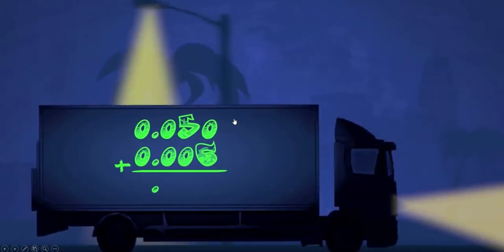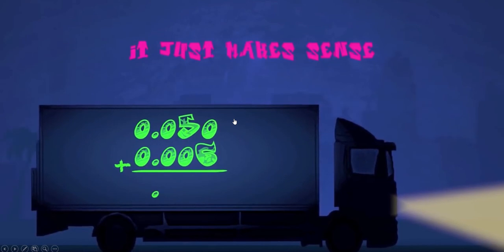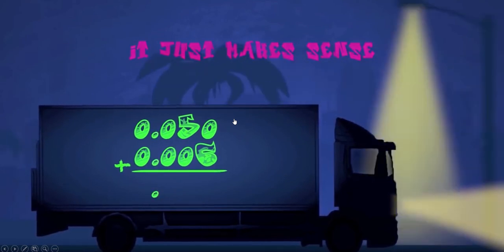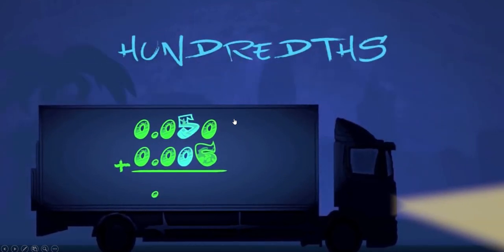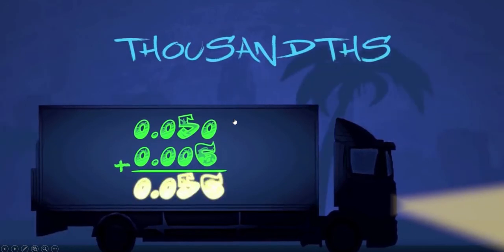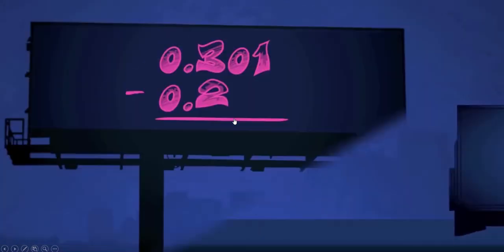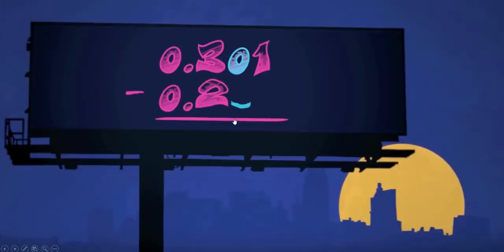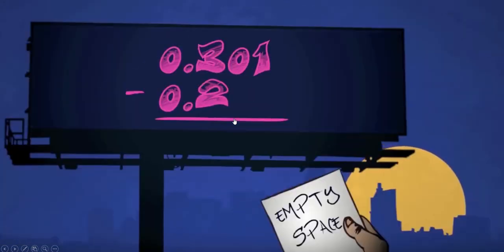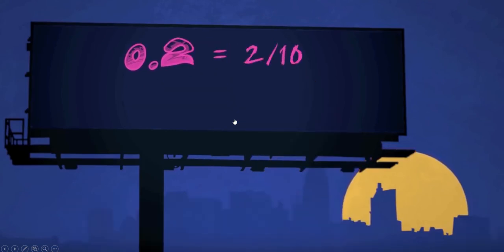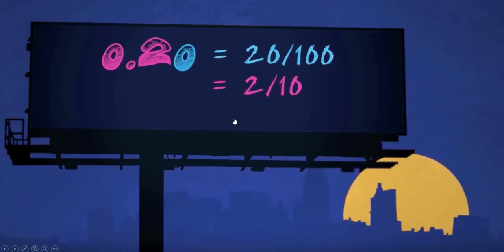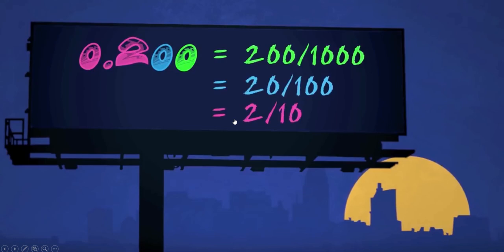To find the sum or difference. It just makes sense. Line up the tenths, hundreds and thousands. If after you line up the place values, there are spaces to the right that you didn't use, you can choose to write zeros and the content will have a value that is equivalent.